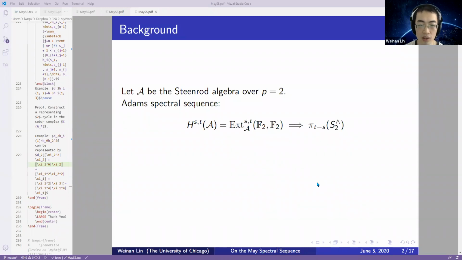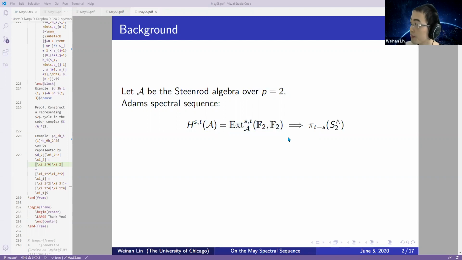So we know that to compute the stable homotopy groups of spheres, I put stable here, we have the Adams spectral sequence, which starts from the cohomology of the Steenrod algebra over prime 2, so it's the Ext group. And the left-hand side is totally algebraic, but it's hard to compute.